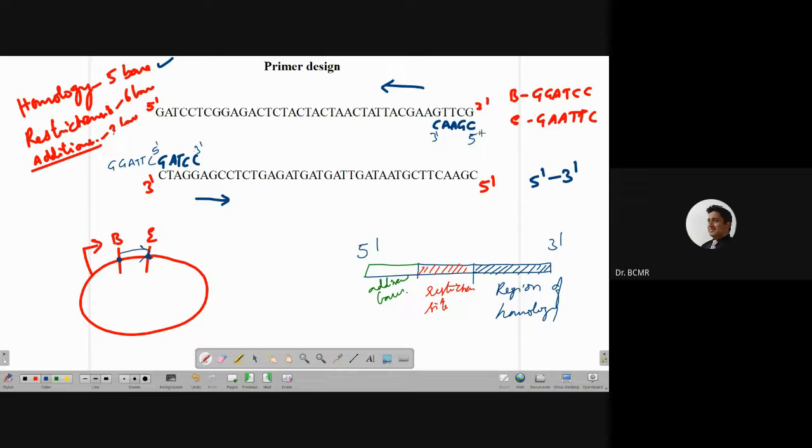Right. So here, what we should do now is, if I'm reading it in this direction, 5' to 3', then I have to put the EcoRI site in that particular orientation. Then GAATTC. Okay. The restriction site should be that way. And then we will have the additional bases, which could be any of them. You can add something like CCC or so.